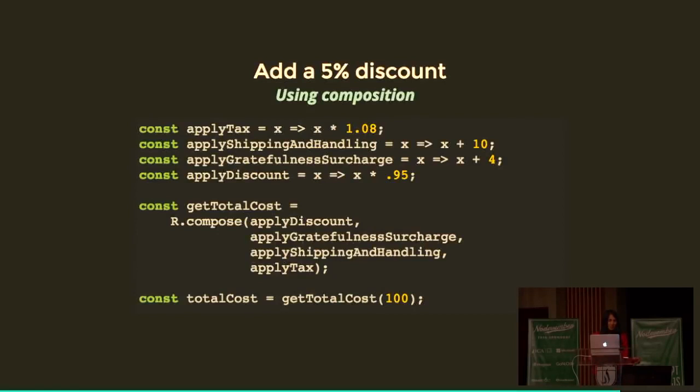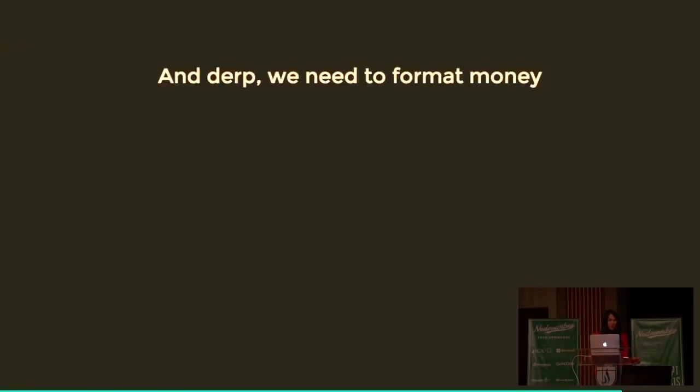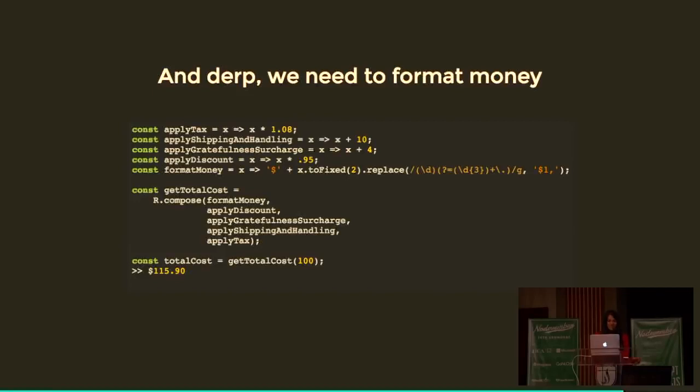I think you're starting to get the point, but in case you don't, let's say we want to also format money. I'm not even going to go into the regular example. I'm just going to go into the composition example. We just create a function that formats money and then pop it onto our compose stack. And we get our formatted amount.